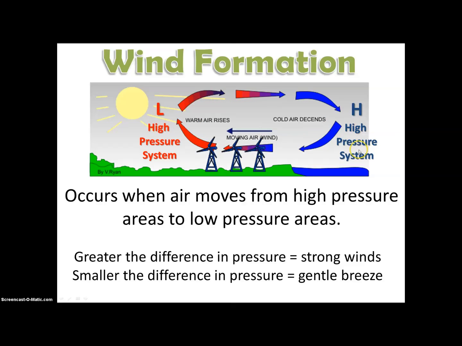You have an area of high pressure where the air is pushing down on the planet with a lot of pressure. And if it's adjacent to an area of low pressure where the air is rising, those air molecules want to move, just like the balloon, from that area of high pressure to the area of low pressure. And that movement is what we call wind. So again, wind occurs when air moves from areas of high pressure to areas of low pressure.